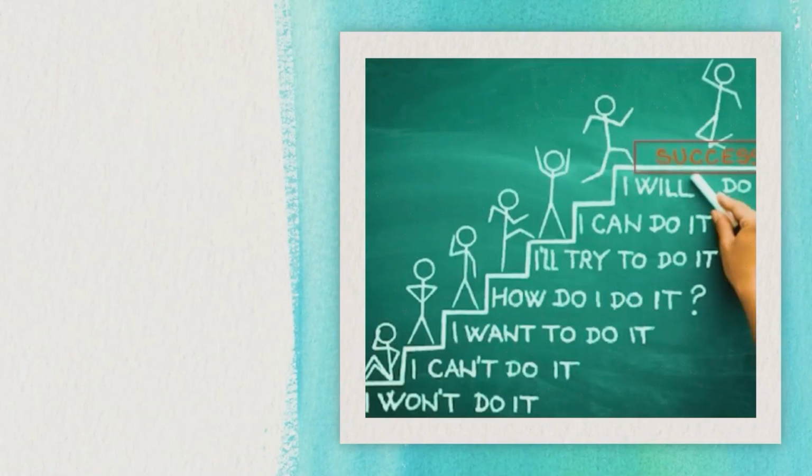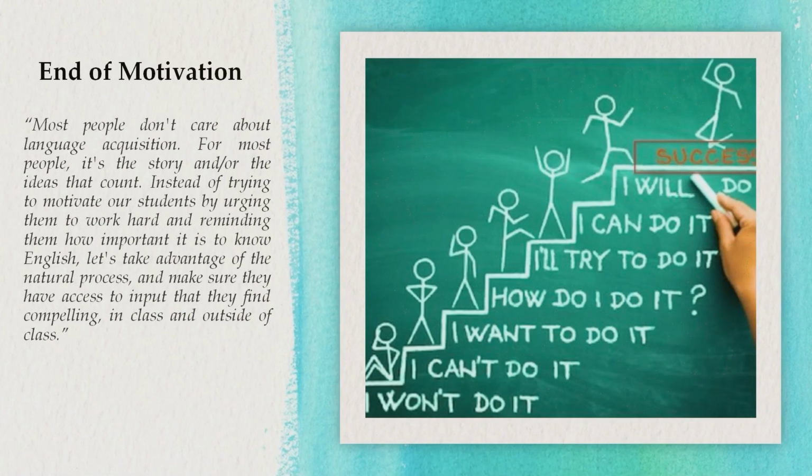So these are the five affective filter points, and like I told you, this is how he talked about motivation. Most people don't care about acquisition; it's the interesting story or the interesting content that's more important. So as long as the English teachers are able to do that, students are going to learn. Okay.